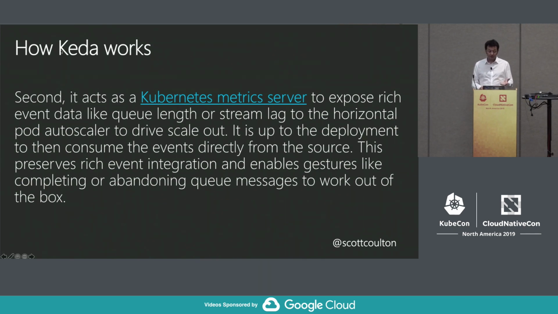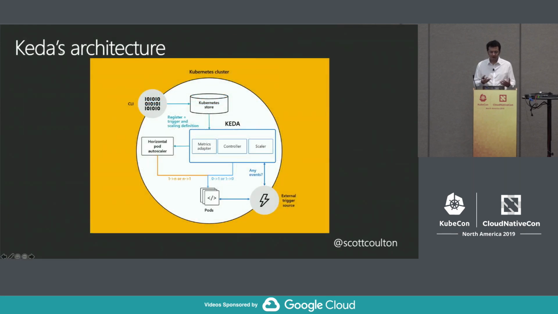And so that's the KEDA architecture. It's a server that runs in a pod in a service in your Kubernetes cluster. You just install it with Helm or with a YAML deployment, but it's pretty simple to install. And then it's working in conjunction with the Kubernetes pod autoscaler in order to create your deployments and in order to scale your deployments.